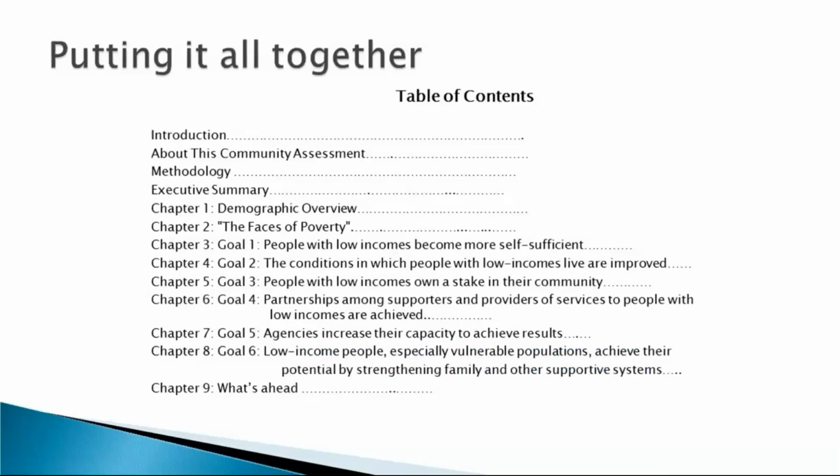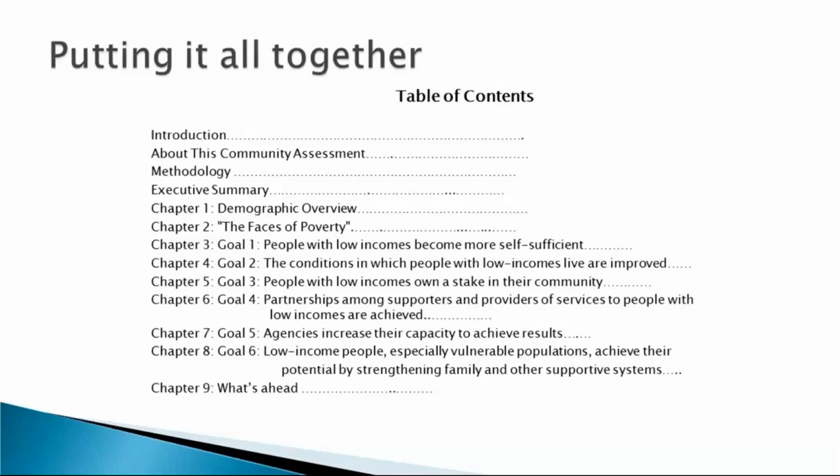And then just so you could get a sense of how we package all of this very quickly, I provided a table of contents for our community assessment. You can see I have the usual front matter that helps people understand methodology and how we did it, why we do it, an executive summary to summarize all the information, a demographic overview, and the faces of poverty, which is really all the poverty rate data. So that's just poverty rates by age, poverty rates by race, poverty rates by gender, et cetera.